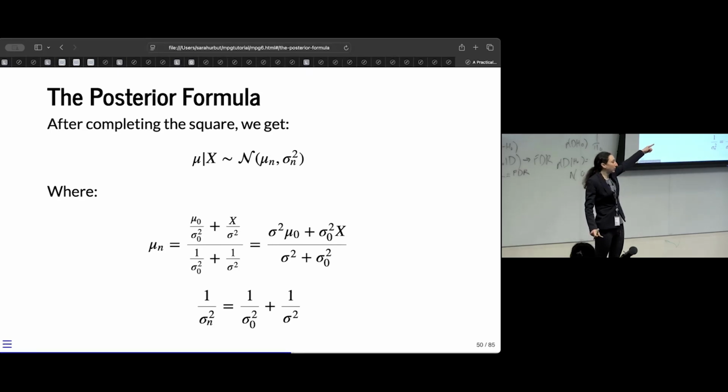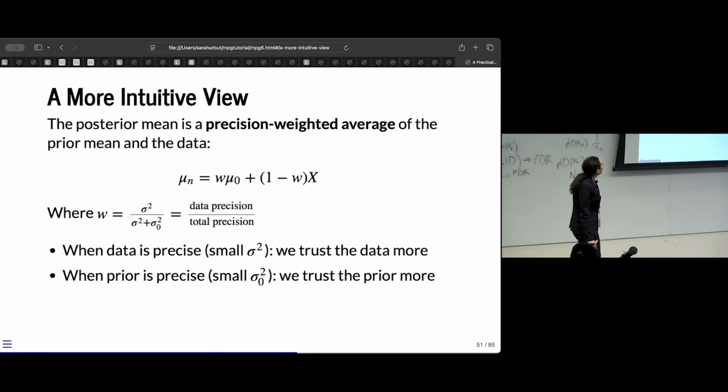So instead of being centered around the prior mean, now that it's seen the data, it's centered around the posterior mean and the posterior variance. And a neat thing about this is, this is going to be the posterior mean, and this is going to be the posterior precision, if you will. So you can actually think of that. Again, Bayes is beautiful.